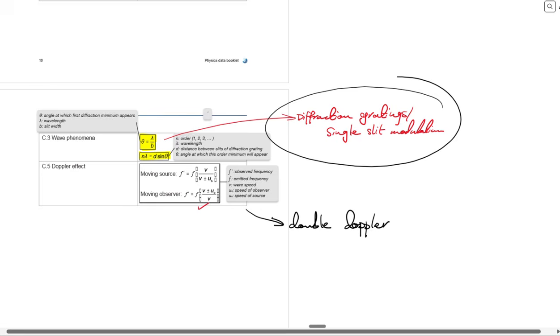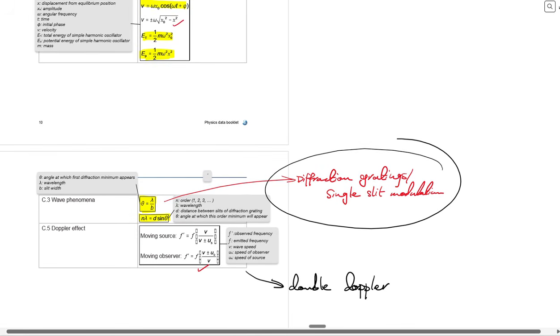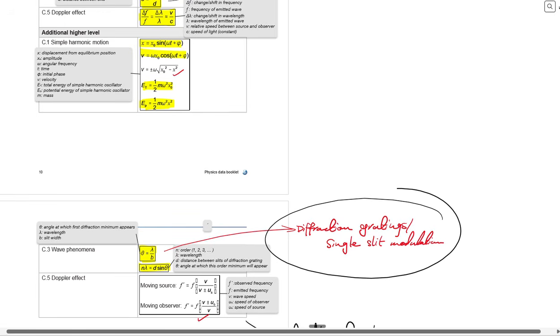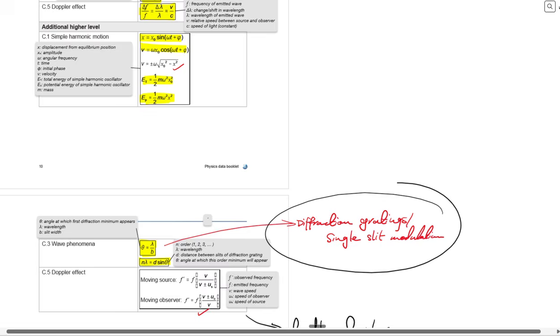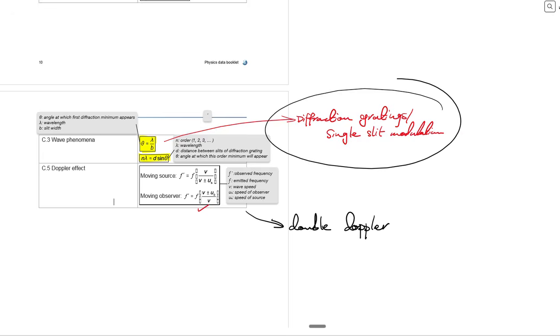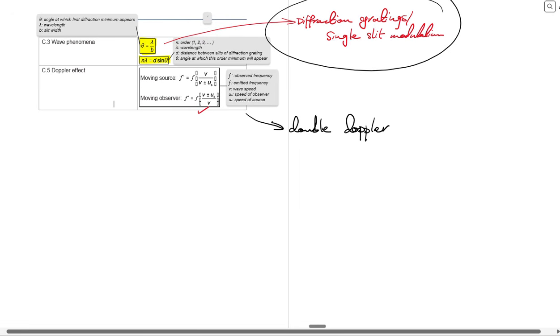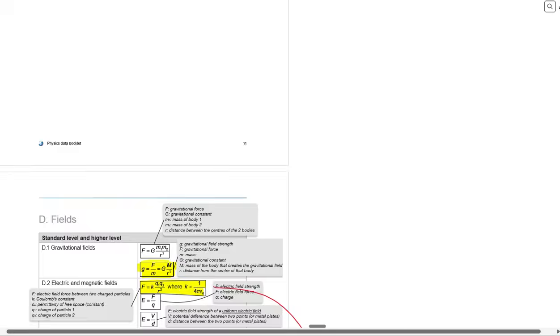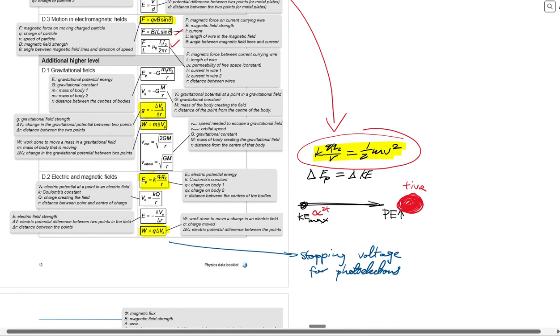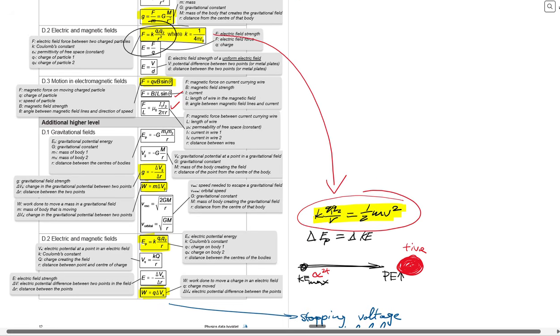And our slits, right? Diffraction gratings, single slit modulation. We'll have definitely a few explain and state questions. What happens if D increases or N decreases? So brush up on those. Doppler effect was covered, but we can have the double Doppler. That could be a question. And of course, our distance of closest approach, that is very important, and that's using this formula.